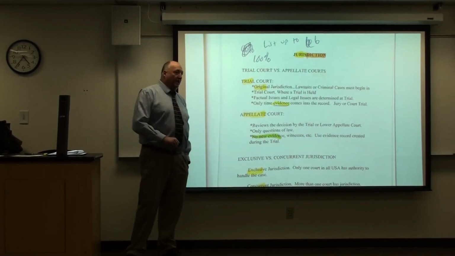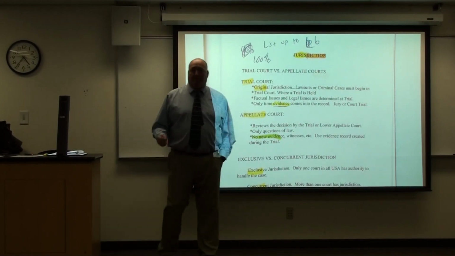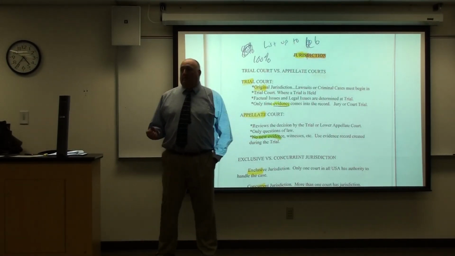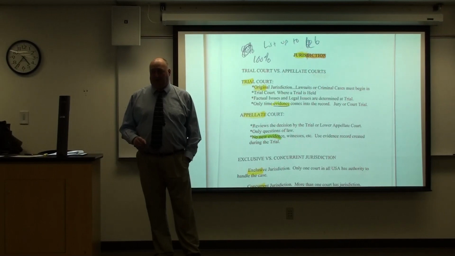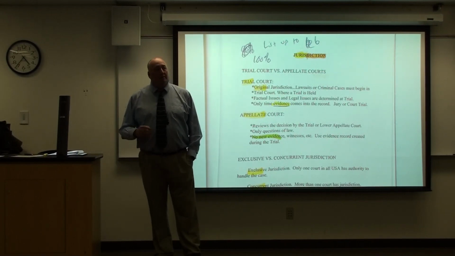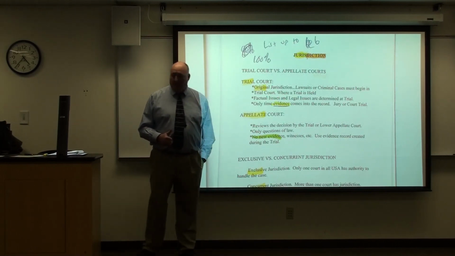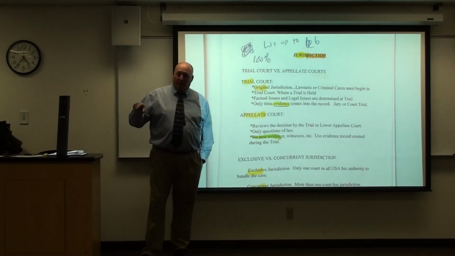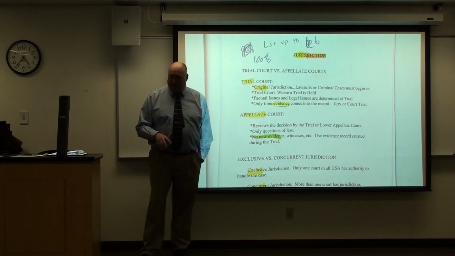So in order for a judge to handle a lawsuit, either criminal or civil, the judge has to have jurisdiction. If not, it's the wrong court, and the judge has to dismiss the case, throw it out, basically. All right? This also is how we go through and figure out which court we file in.